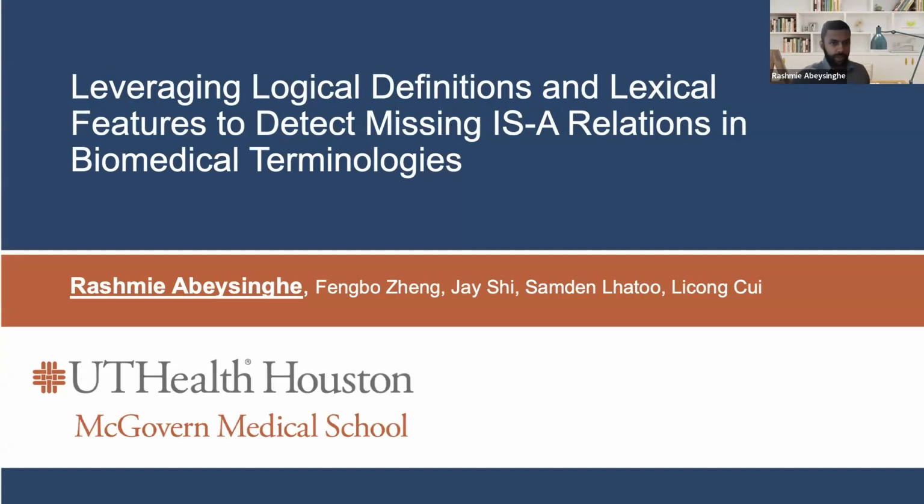Thank you very much for the introduction. Our paper is based on a quality assurance work that was performed on two ontologies, SNOMED CT and NCI Thesaurus, to identify missing IS-A relations. These are my co-authors, Drs. Fengbo Zhang, Jie Shi, Samden Latu, and Li Cui.